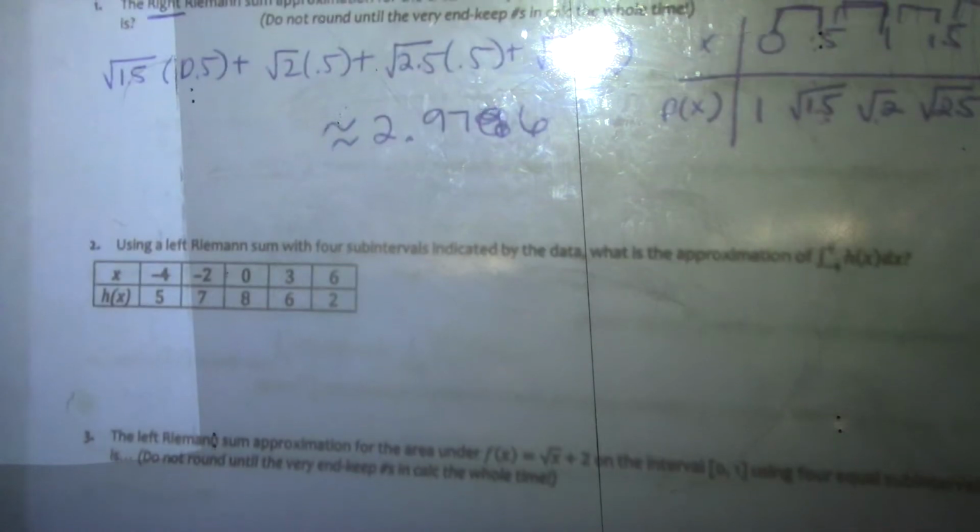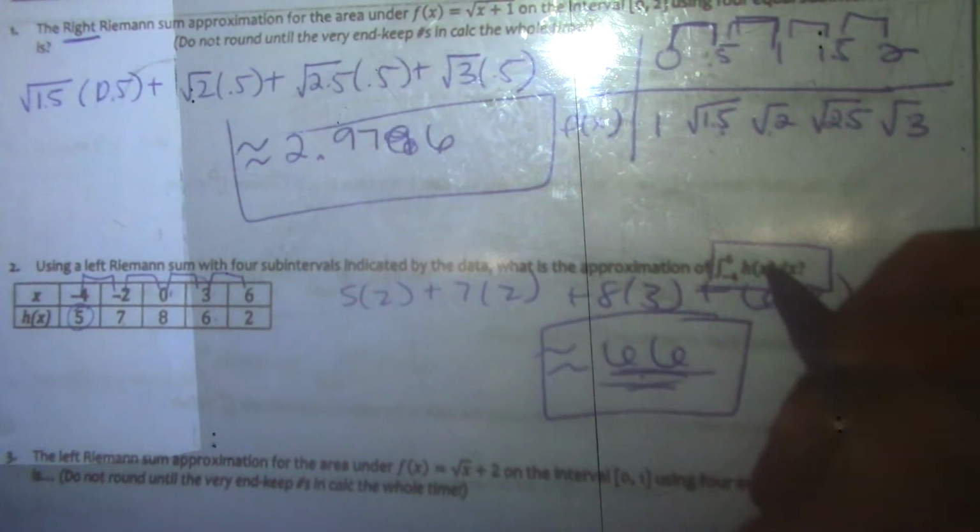Number 2, we're going to use a left Riemann sum with 4 subintervals, so 1, 2, 3, 4. Left, so I'm going to use the 5 with this 2, 7 with this 2, 8 with this 3, and 6 with this 3. And add it up, and this approximation is 66. The reason I'm doing approximations is because I'm not actually finding the exact value. This right here is an approximation of the integral. It's not exactly 66.